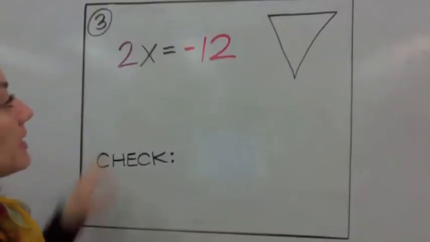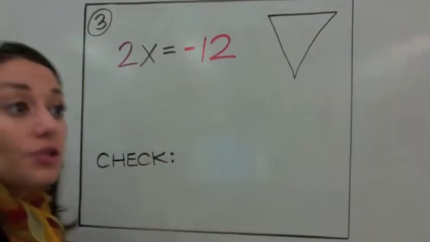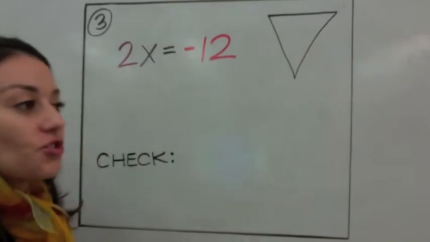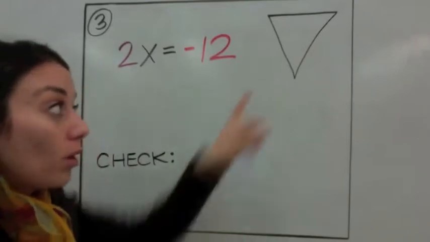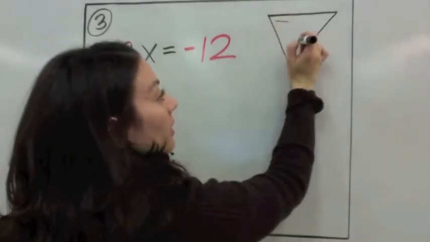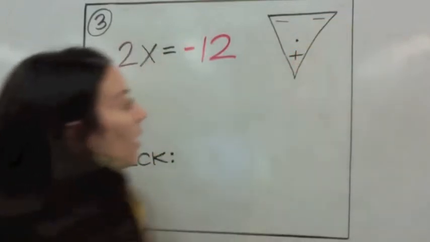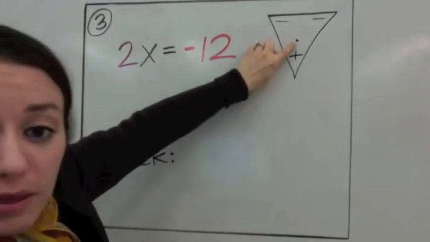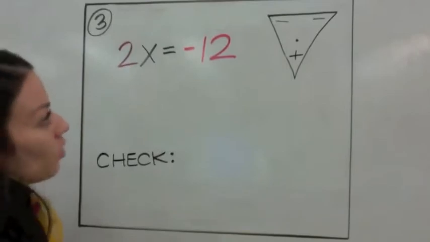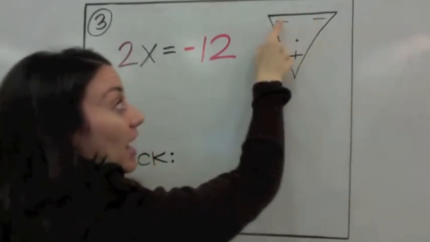Example 3 with me. It says 2x equals negative 12. Okay, so negative 12 is an integer. Right? You got a negative number now. So when you work with the multiplication and division of integers, you must remember Bob or Bob's cousin. Okay, Bob's cousin says that a negative divided by a negative is positive. Okay, so this little dot could be multiplication or it could be division. So let's just remember that.